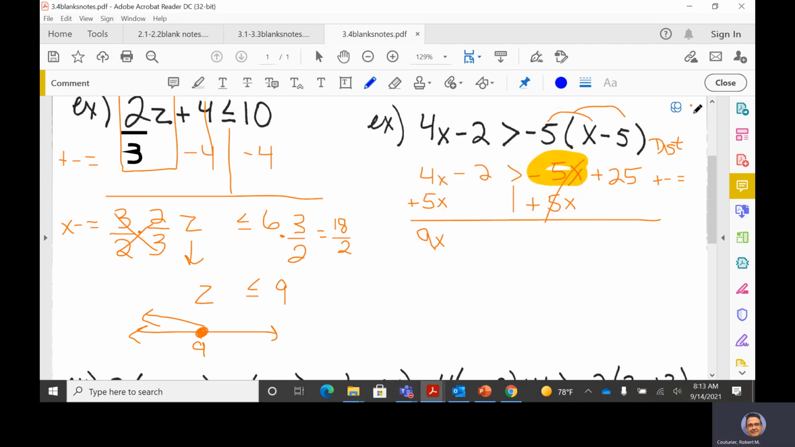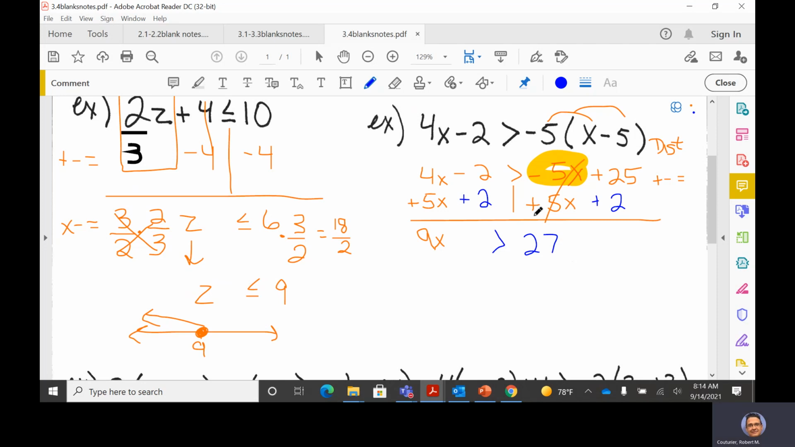I can also do this. I want this to go to the other side because I'm trying to get just my x's on one side. So this is a minus symbol. The opposite of subtraction is addition, so I can add to both sides. Wonderful. 25 plus 2 is 27.